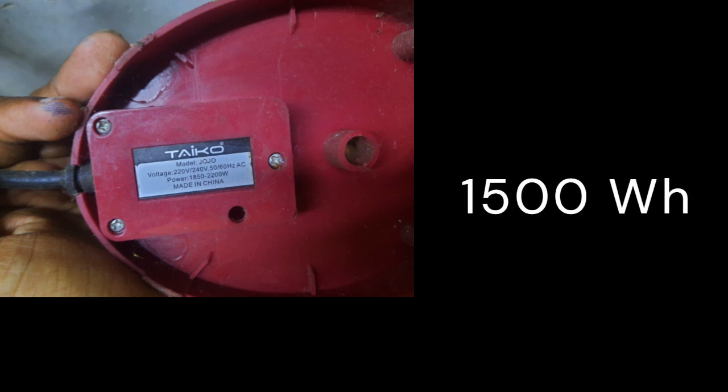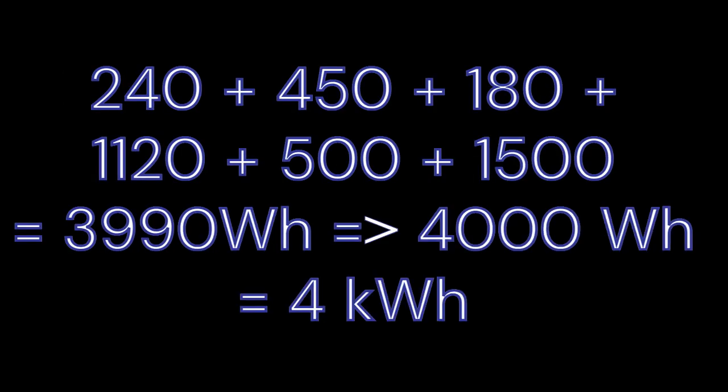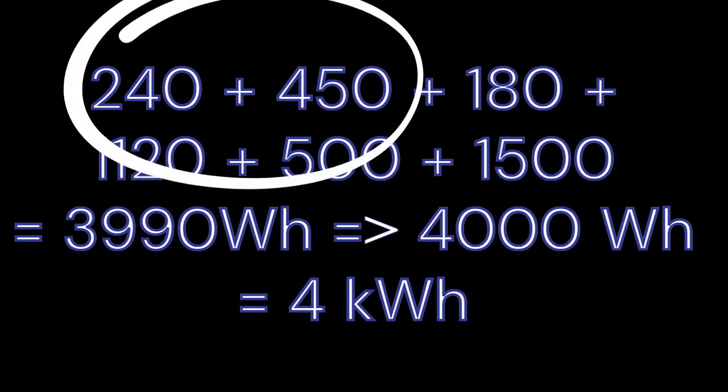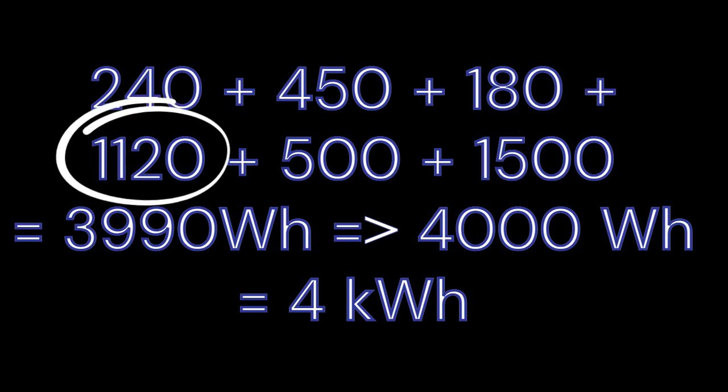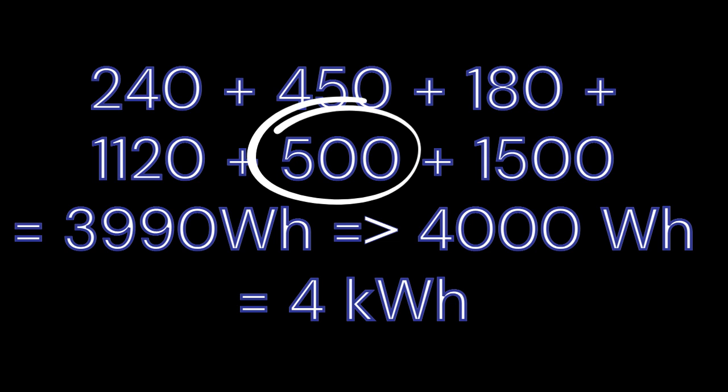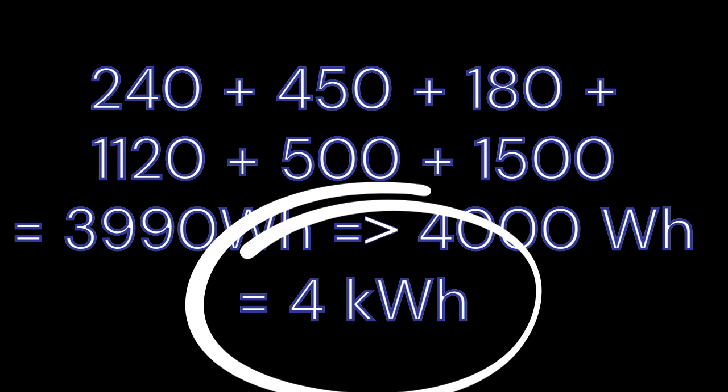So let's add all these up. 2 light bulbs and 1 fan working for 6 hours, 1 television working for 4 hours, 1 fridge working for 8 hours, the iron used for half an hour, and the water heater working for 20 minutes. All of these appliances together gives a total of around 4000 watt hours or 4 kilowatt hours. This is the energy consumption for 1 day.